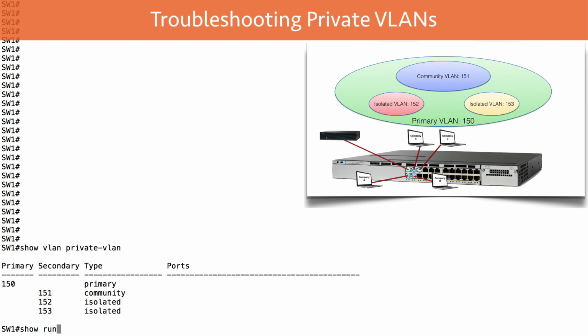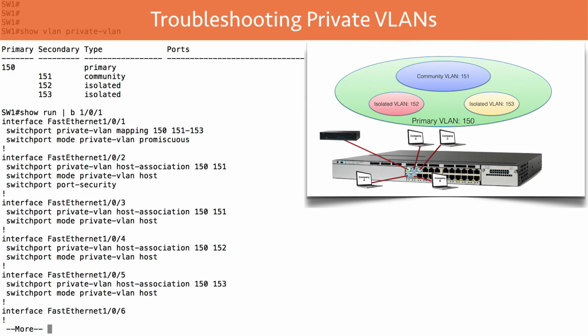And let's do a show run pipe begin 1/0/1 so we can take a look at the actual interface configurations. Notice for interface FastEthernet 1/0/1, I'm saying that this interface is running in promiscuous mode. And I'm doing my private VLAN mapping here. I'm saying that I'm going to take the primary VLAN of 150 and associate with that the secondary VLANs of 151 all the way through 153.